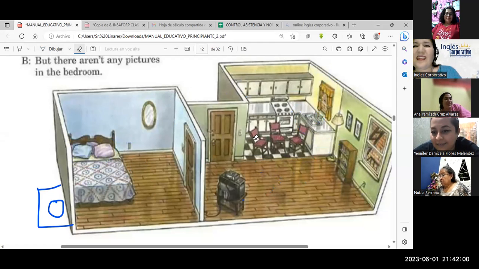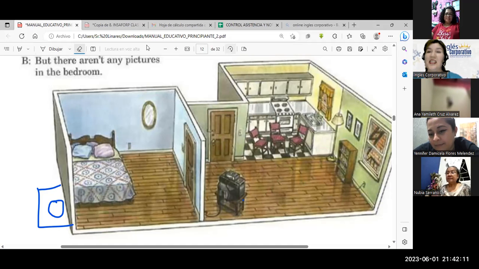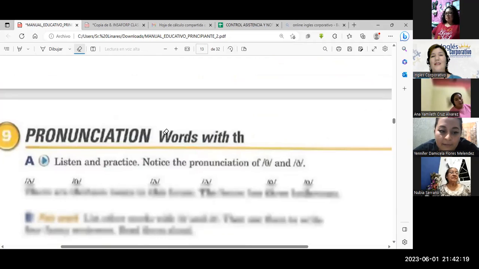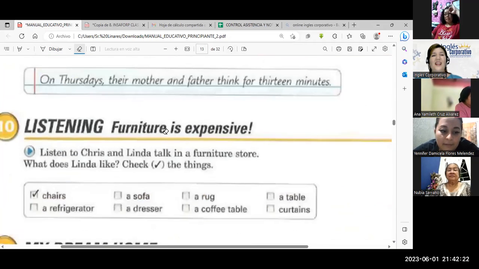I don't want to visit her. Yo no la quiero ir a visitar. Or if you go, bring the coffee, okay? If you go to this house, bring the coffee and the bread because she doesn't have anything, right? She doesn't have anything at home. And here, we don't have a desk.